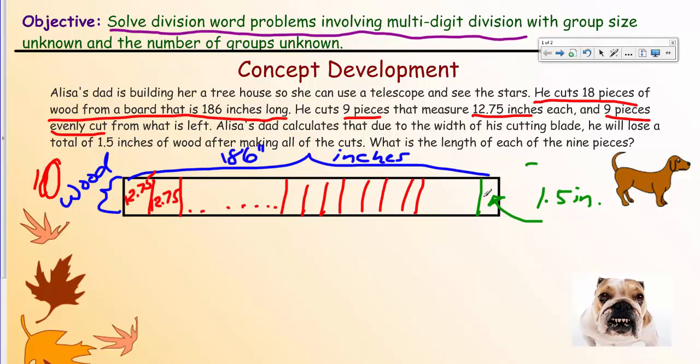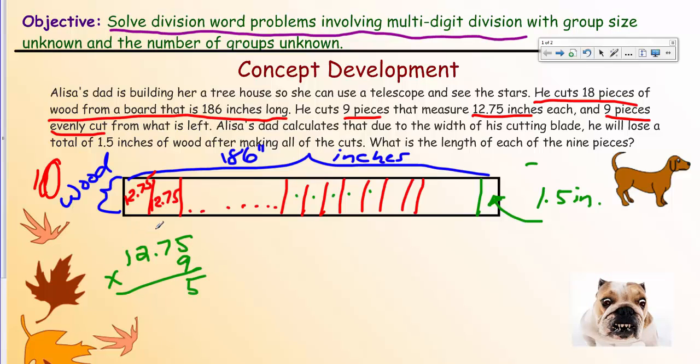Not crucial in the problem, but, well, it is crucial. It'll make a difference of whether we get the right answer or not. So we have these 9, as you can see, and then we have our 1.5, and then these are all the other 9 in here. So it should be a total of 18 pieces when we get done. Let me start off. Let's figure out how much of the wood would be the 9 pieces of 12.75. Well, that's simple multiplication, right? We can just multiply that by 9.